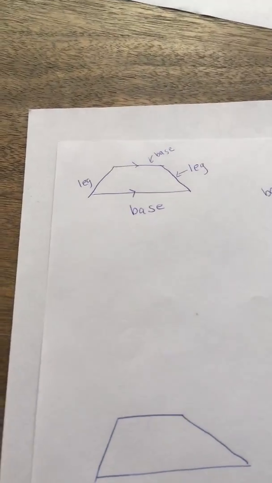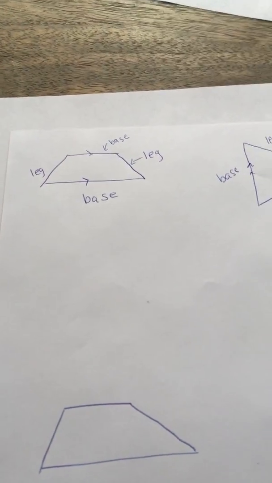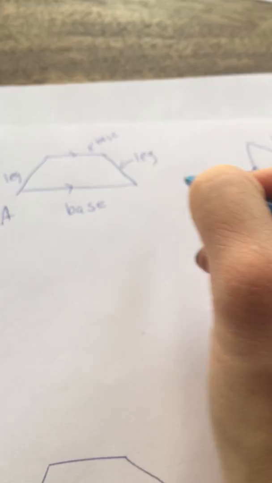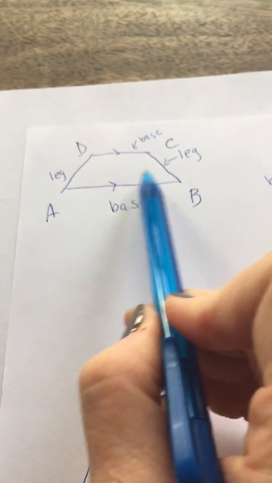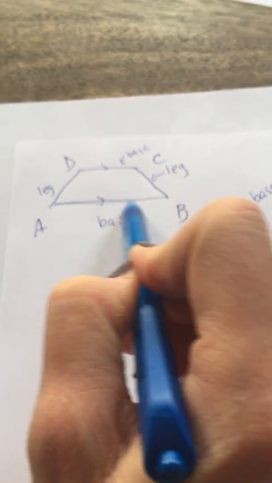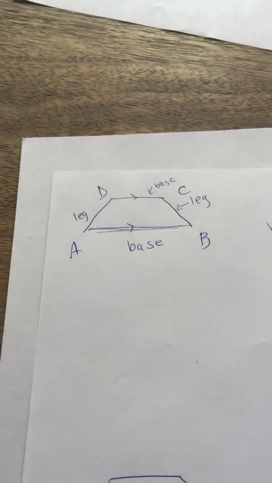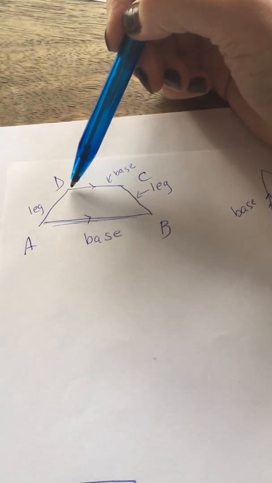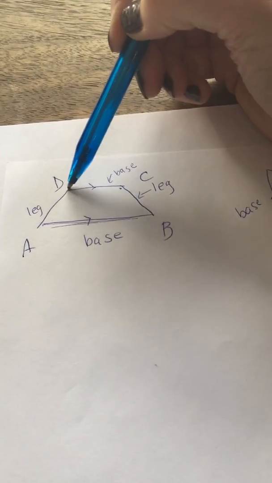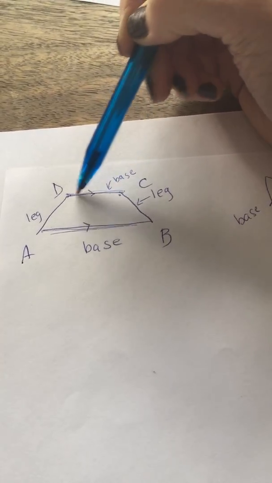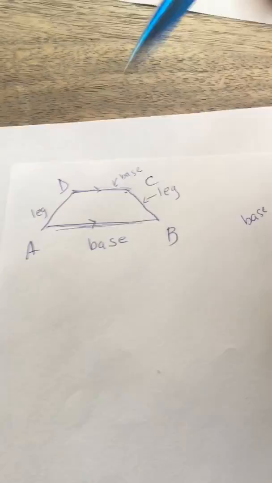Now, your angles that share a base, those will be called your base angles. So in trapezoid ABCD, angles A and B share this base, so they are a pair of base angles. Angles C and D share this base, so they are another pair of base angles.